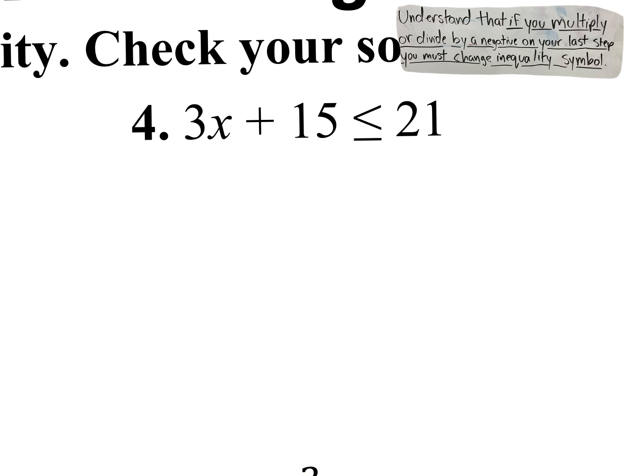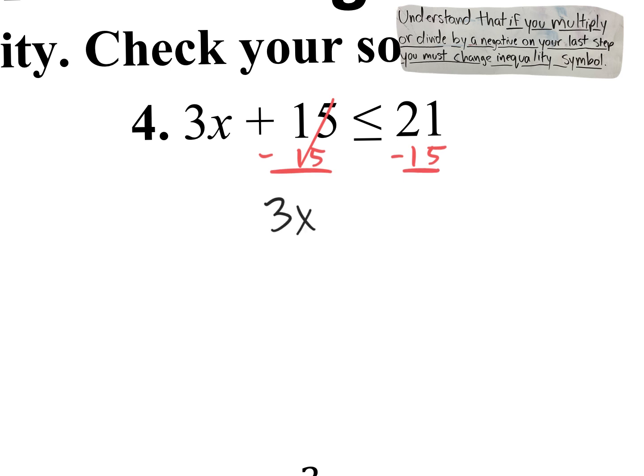Let's move on to the next question. Once again, you solve it exactly the same as you would an equation. Just remember that on your last step, if you multiply or divide by a negative, you have to flip that inequality symbol. So let's solve by getting rid of the 15 first. We're going to subtract 15 to get rid of the plus 15. What you do to one side, you do to the other side. Subtract 15. Rewrite the whole thing.